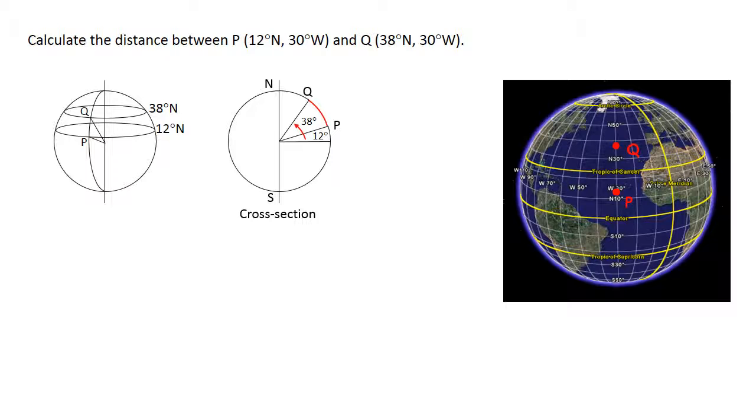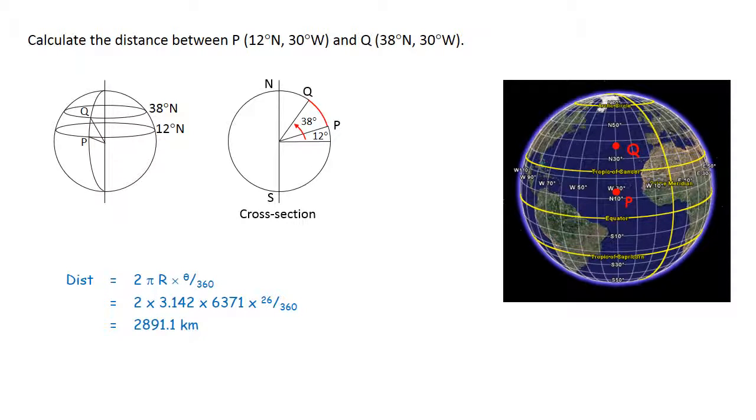When substituting into the formula, theta is the angle subtended by the travel, and so in this case it will be found by subtracting the two latitudes. 38 degrees minus 12 degrees equals 26 degrees. We put that into the formula and calculate out the distance.